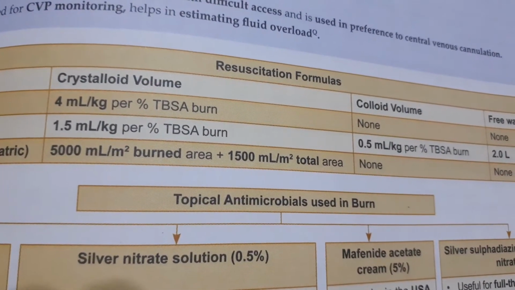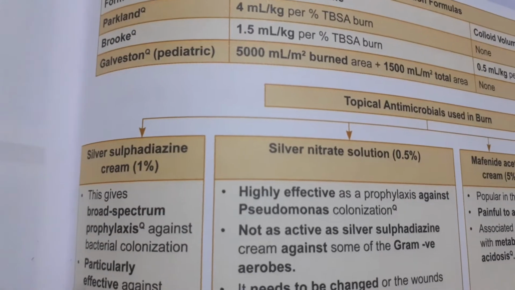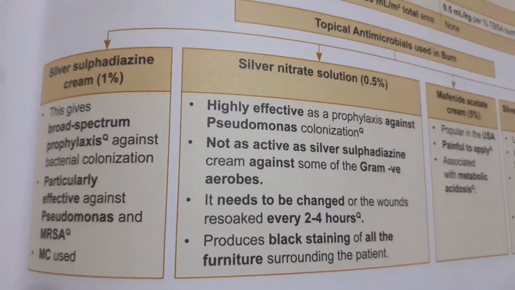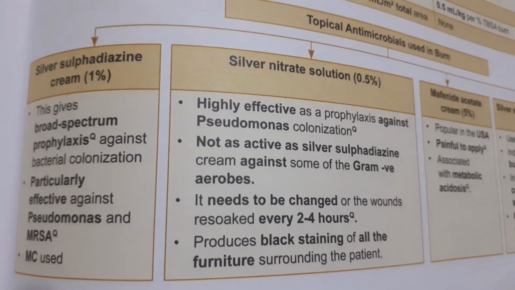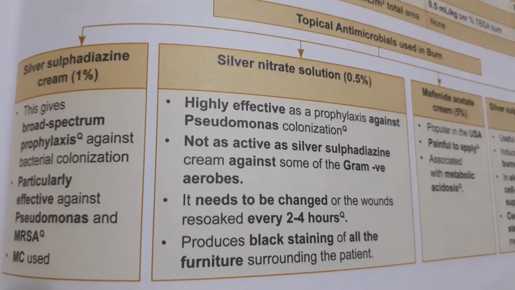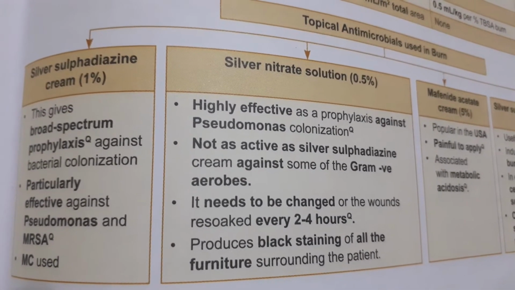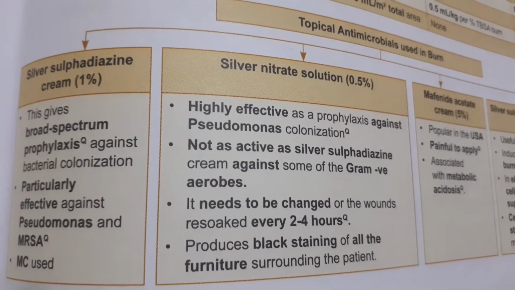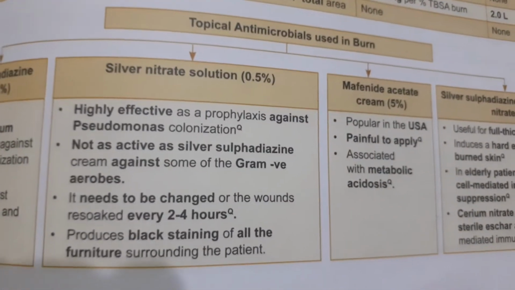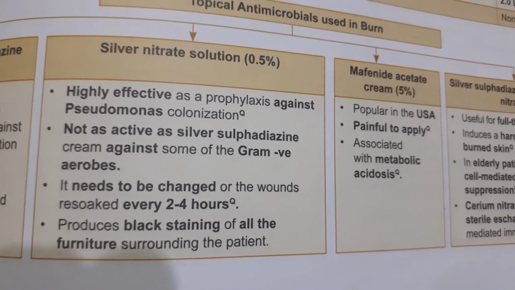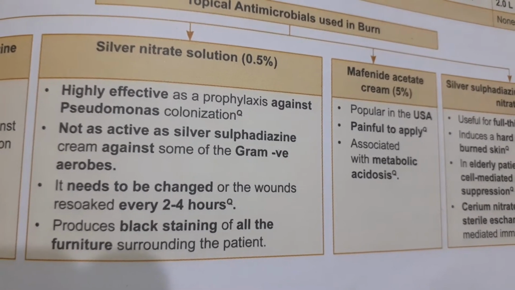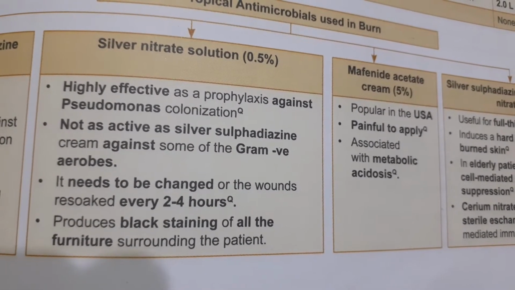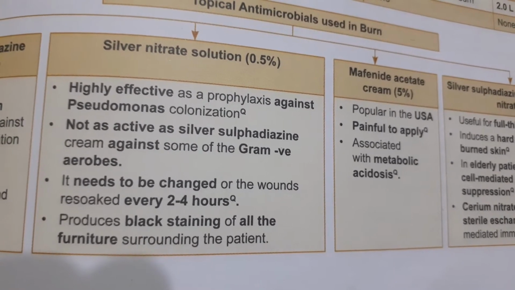Topical antimicrobials used in burn: silver sulfadiazine cream. This gives broader spectrum prophylaxis against bacterial colonization, particularly effective against Pseudomonas and MRSA, most commonly used. Silver nitrate solution 0.5%, highly effective as prophylaxis against Pseudomonas colonization.